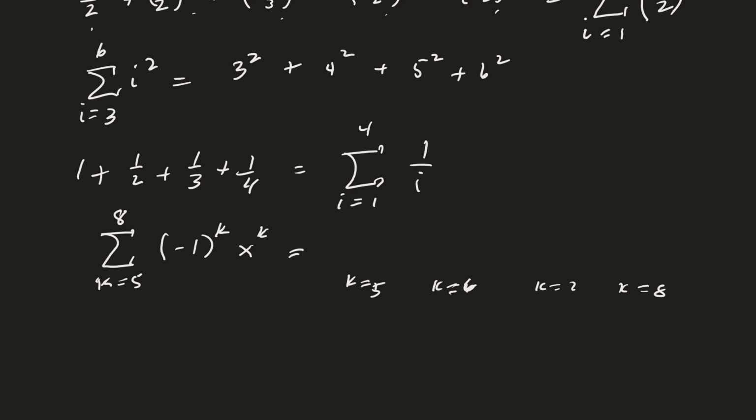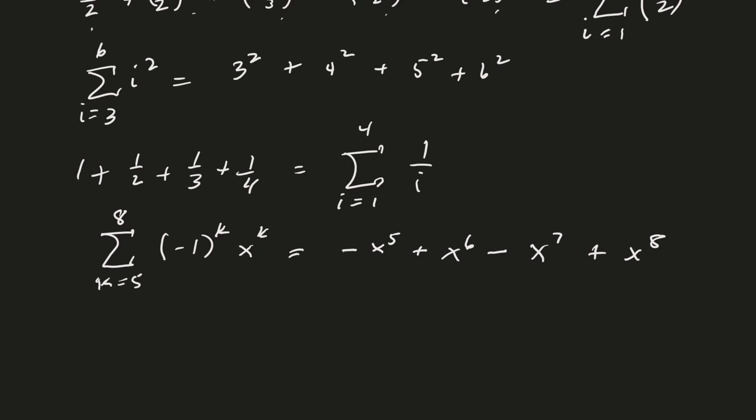So that'd be minus 1 to the 5th power, which is minus 1, and then x to the 5th, so that'd be minus x to the 5th. Then for k equals 6, the minus 1 to the 6th would be a positive number, and then we would have x to the 6th power. And then for k equals 7, we'll have a negative number again, times x to the 7th, plus x to the 8th. Good. And so that would be our sum.